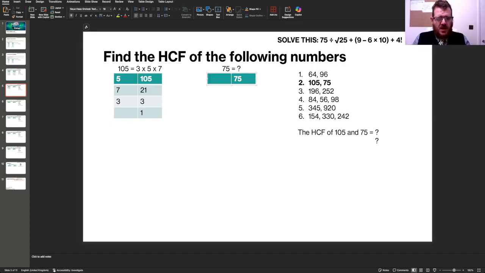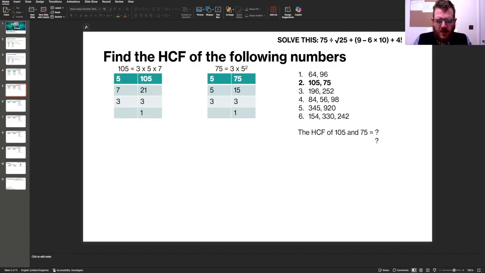So then you do 75. Again I see a 5 in that straight away, which then gives you 15. And then I see another 5 in that, which gives you 3, and then you've got a 3, so that leaves you with 1. Now remember, always put your equations in this case into numerical order. Just why I've got the 5 there.